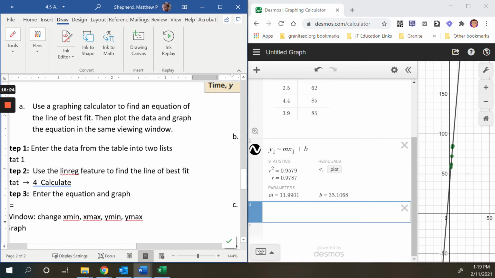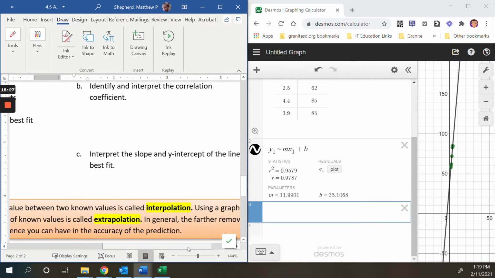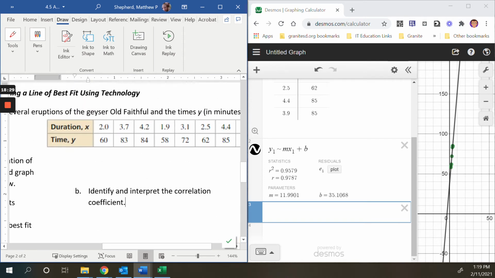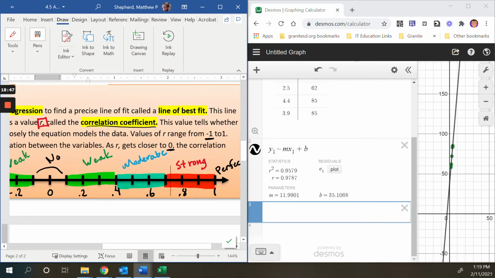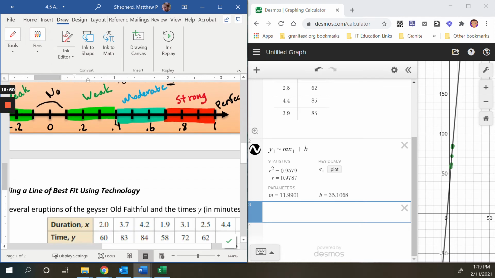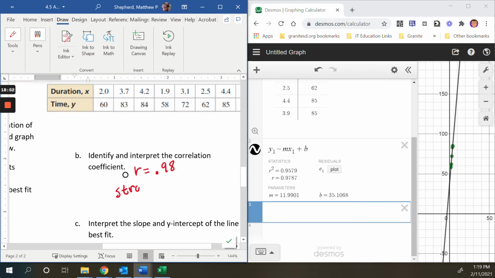All right, so let's just come right over here. We've done the graph. Now let's go ahead and interpret the correlation coefficient. Our correlation coefficient, R, was 0.98, which, according to what we drew above, puts it in the strong positive range. So this is a strong positive correlation.